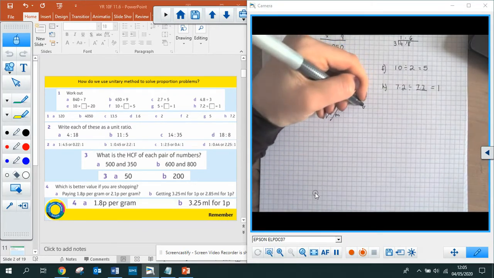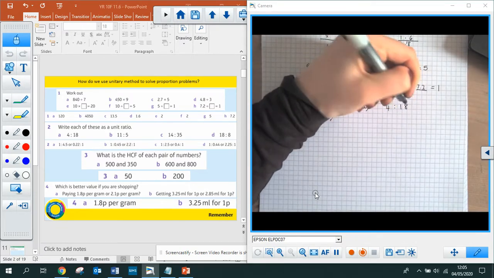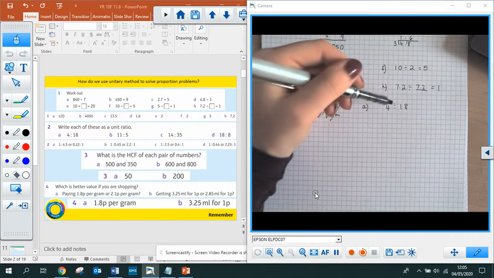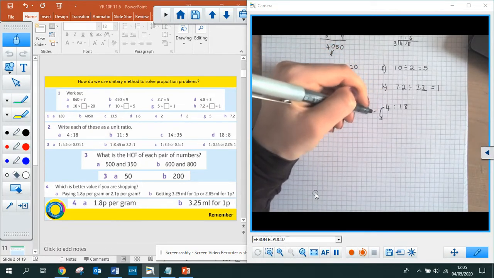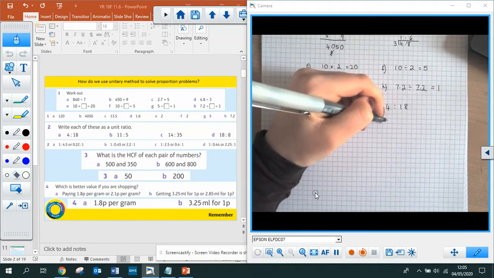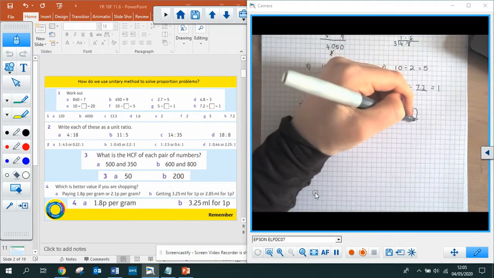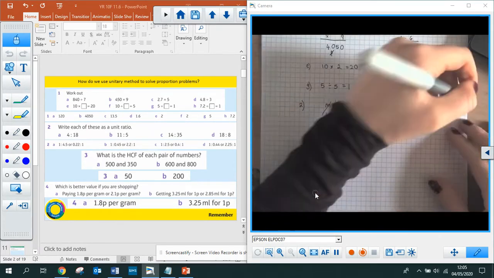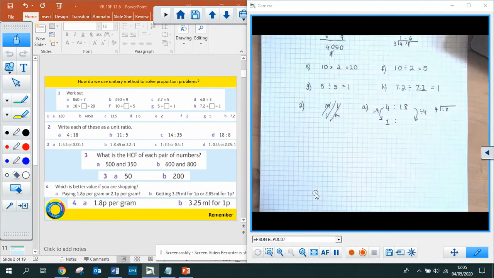So for A, you've got 4 to 18. We're making it a unit ratio. That means that one of the numbers is going to be 1. I've picked the smallest number, so I know 4 divided by 4 is 1. In order to keep my ratio equivalent, I have to divide my 18 by 4 as well, and I'm going to work out 18 divided by 4 at the side here, so 18 and 4.